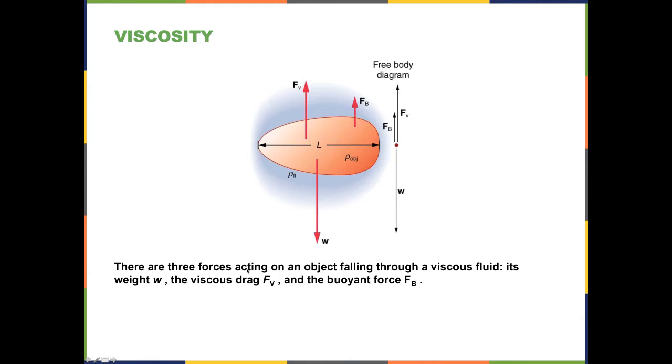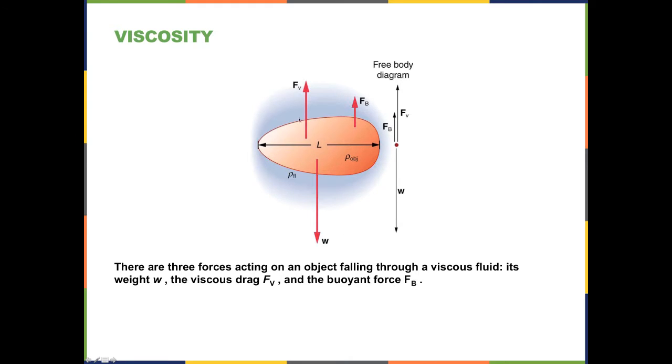There are three forces that act on an object that falls through a viscous fluid. The weight of the object, what's called viscous drag, and the buoyant force. You remember the buoyant force. So here we have an object that's falling through a viscous fluid.